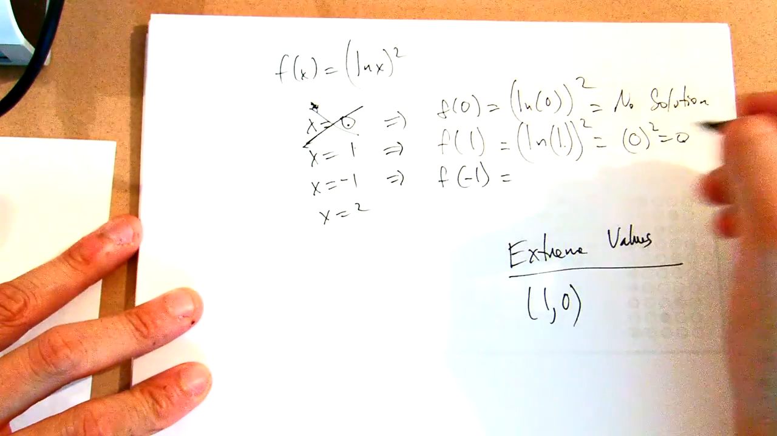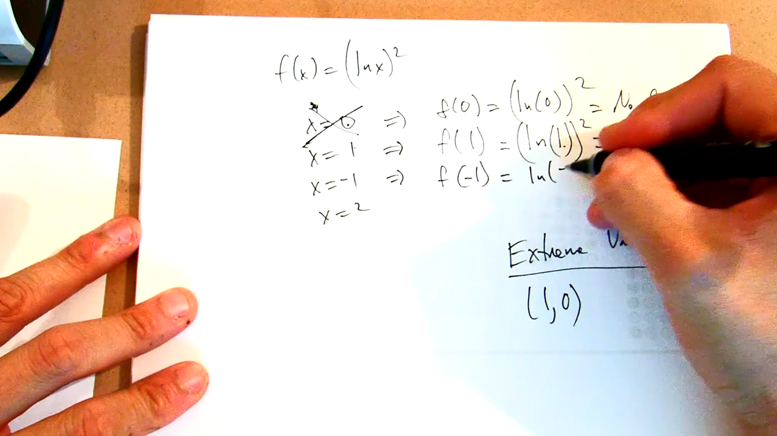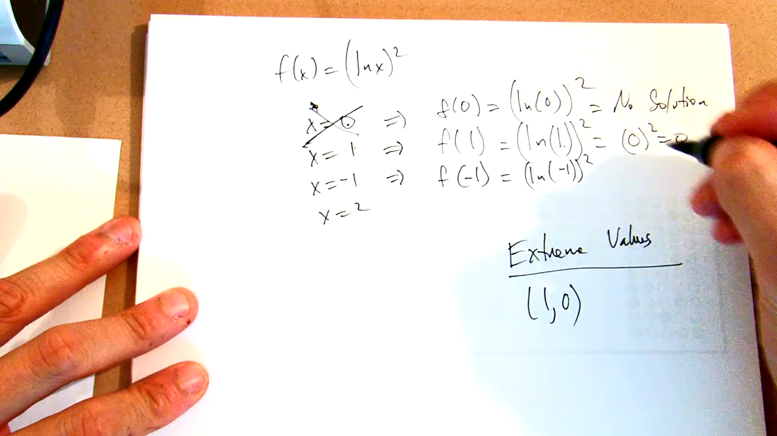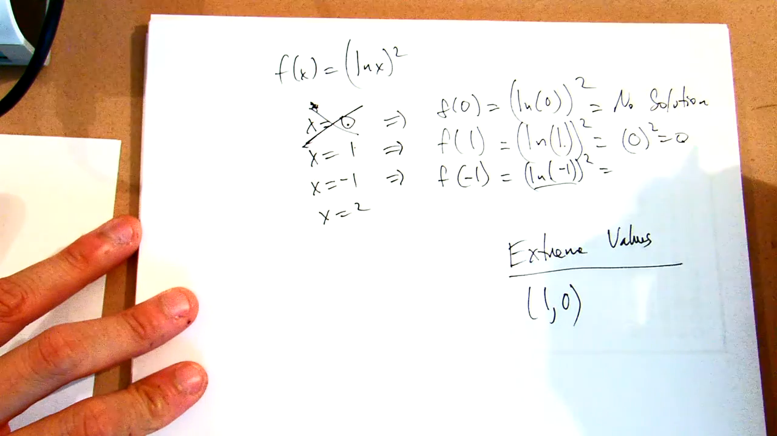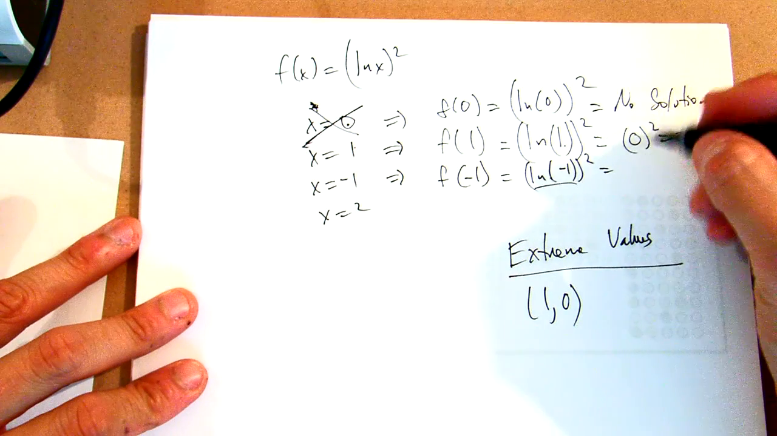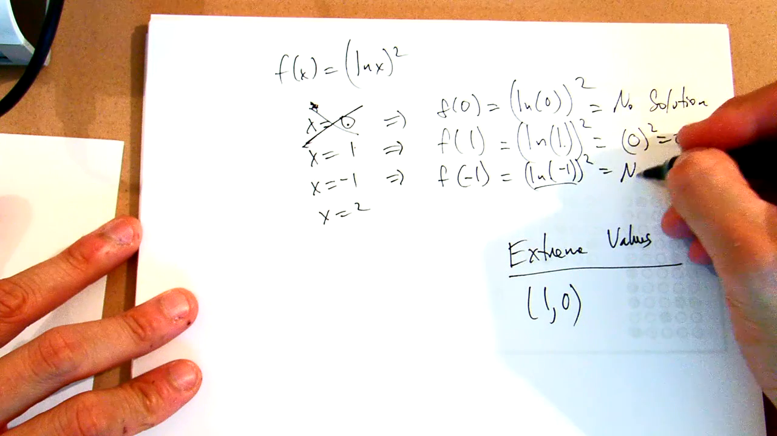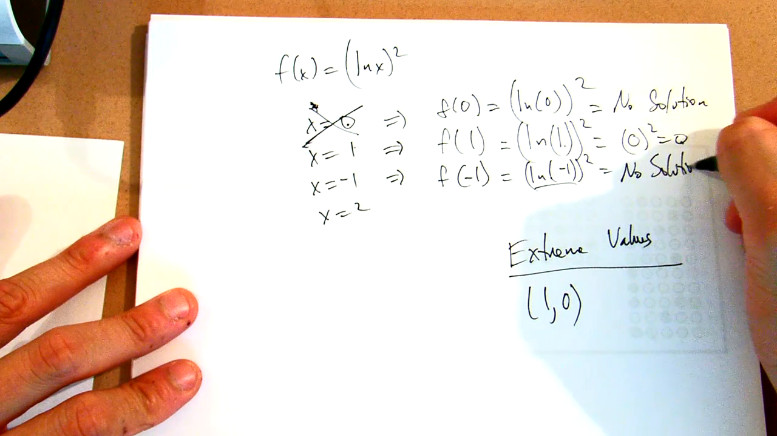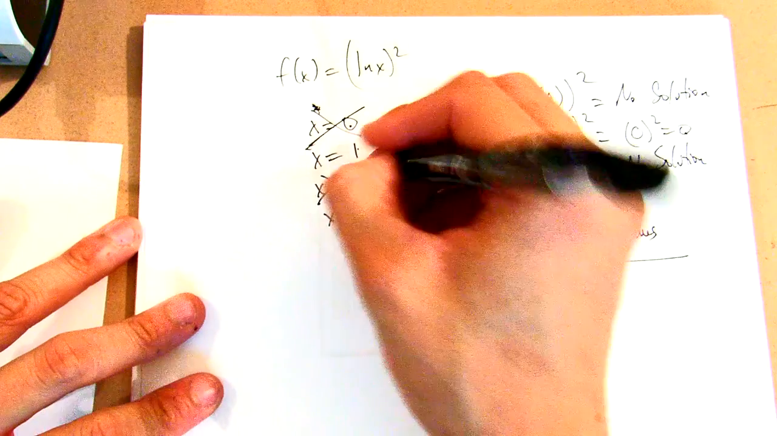We're going to get the natural log of negative 1, and we're going to square it. The problem is ln of negative 1 has no answer. And if I square that, that's no solution. So because the y value had no solution, this value is also out.